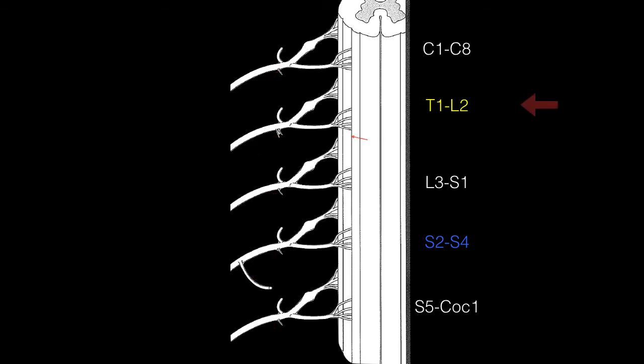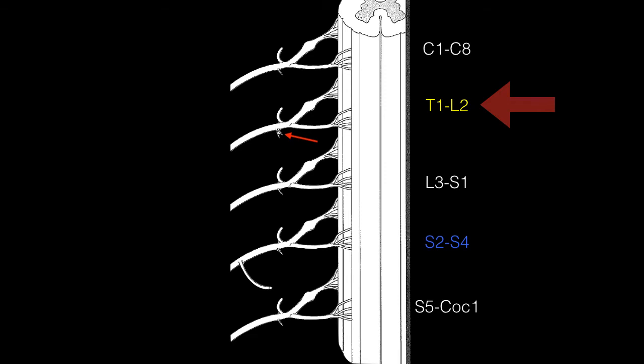We can see at T1 through L2, we have an extra little nerve hanging out there. That's called the white communicating ramus. So if you were given this picture without the levels written to the right of this spinal cord, you could identify that spinal nerve as T1 through L2 because there's a gray and a white communicating ramus.